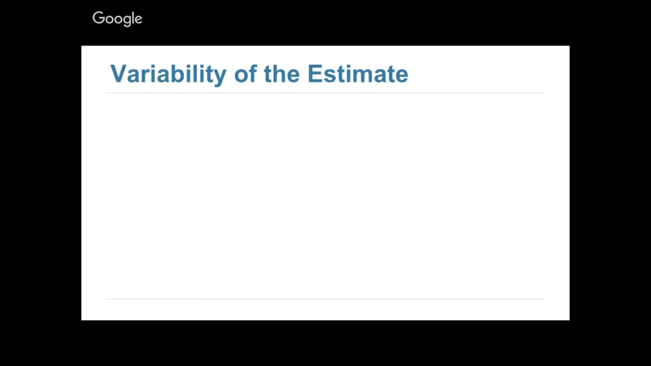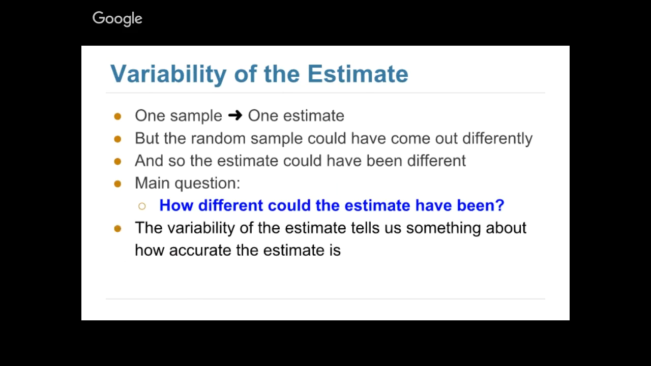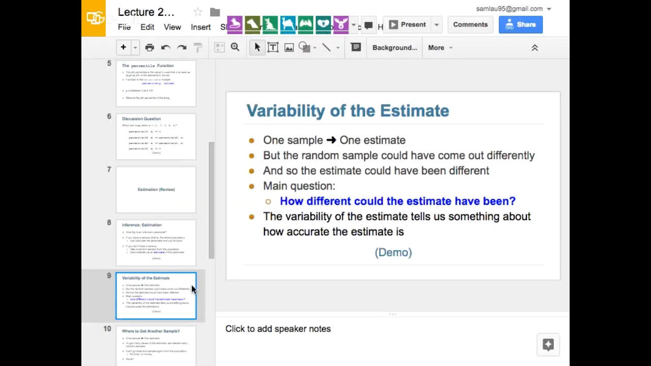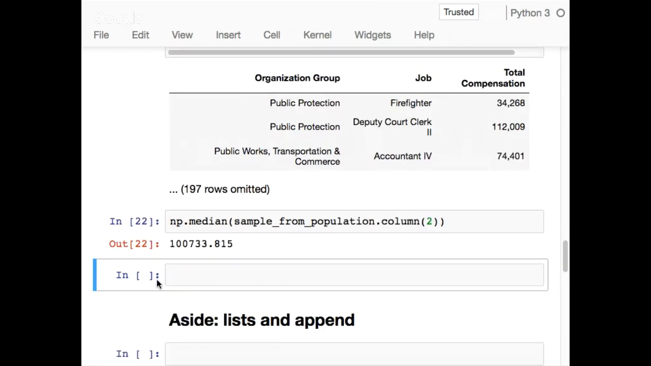And so the question I'm trying to answer is, how different can my estimate have been? Because that gives me a sense of how accurate an estimate a sample can give me. Okay, so let's try that. I get this median, but what is a range of these medians? Can I get a median that's really low? Can I get a median that's really high? Like, how accurate is my sampling procedure? Let's try to answer that.